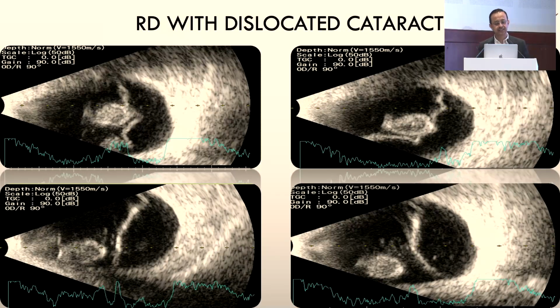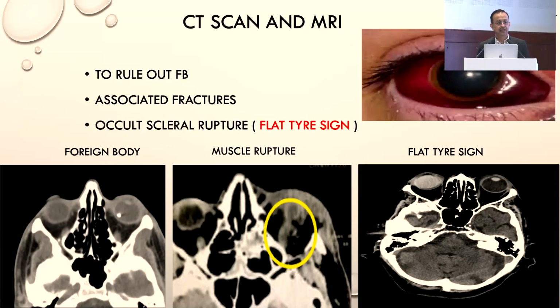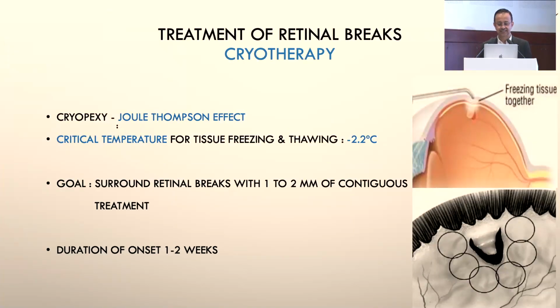This is a retinal detachment associated with a lens dislocated cataract. Do we need ancillary tests like CT scan and MRI? Yes. If you are not sure whether it's a blunt injury or an open globe, a CT scan can give you what is classically called the flat tire sign, or associated comorbidities in the form of muscle rupture, or a foreign body can be picked up. Whenever the index of suspicion is high, you should not hesitate to do these ancillary tests.